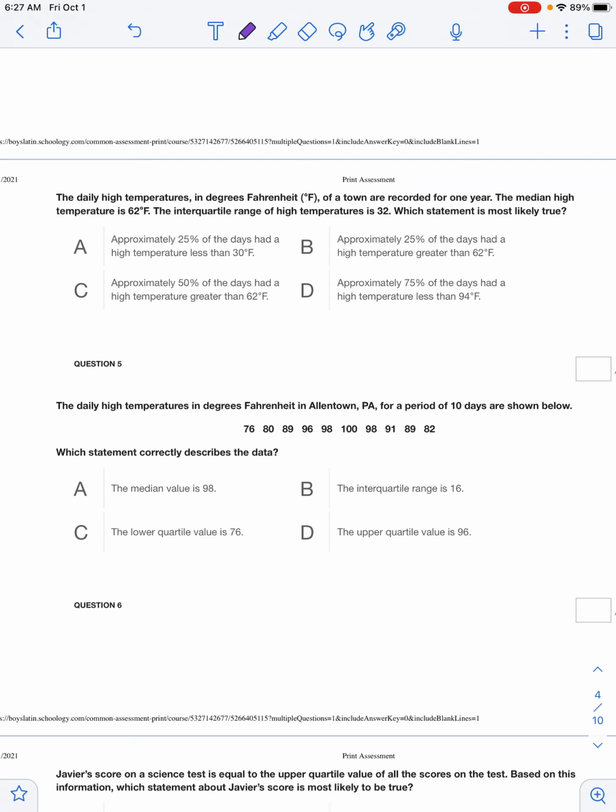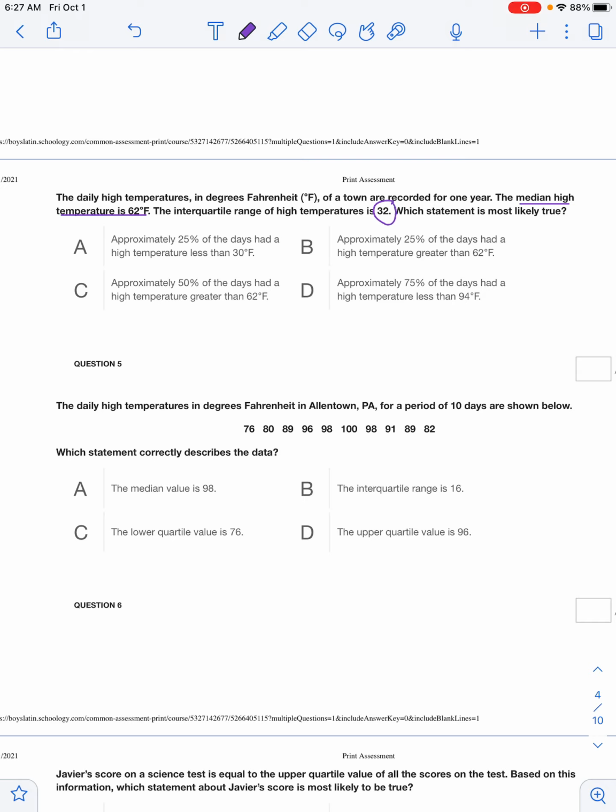The next question says, the daily high temperature in degrees Fahrenheit of a town are recorded for 1 year. The median high temperature is 62 degrees Fahrenheit, and the interquartile range of high temperatures is 32. Which statement is most likely true? So, remember that the interquartile range represents the percentages of the data.